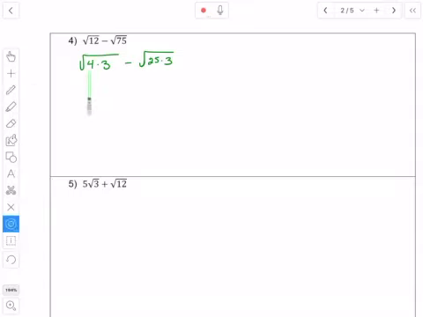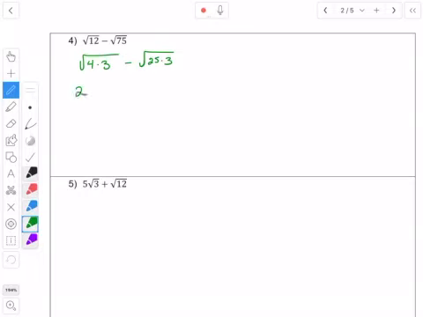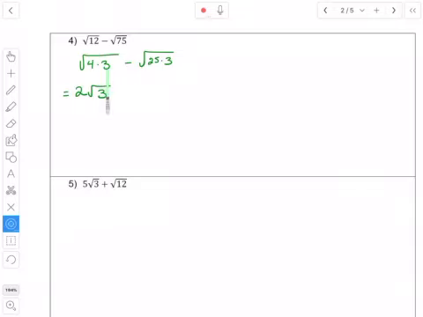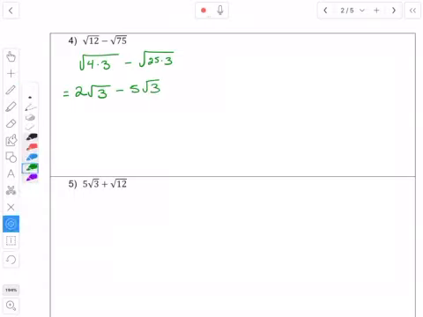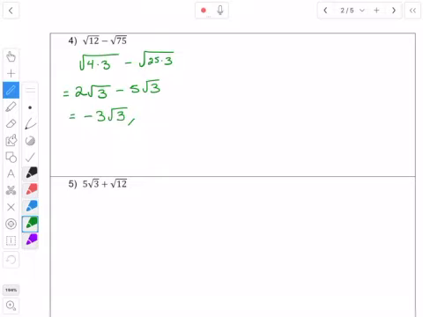So the square root of 4 is 2, square root of 3, because 3 does not have a perfect square root. The square root of 25 is 5, square root of 3. And as you can see now, I can simplify. I can subtract those two because the square roots are exactly the same. So this at the end is negative 3 square root of 3.